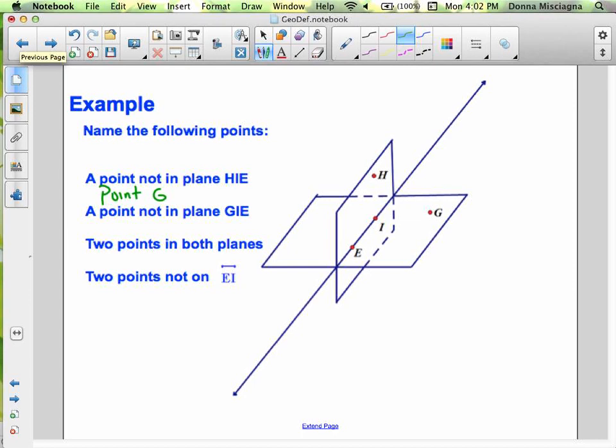A point not in plane GIE. And down here, this one is GIE. So we can see that includes that line there, line IE. It includes point G, but it does not include point H. Point H is not in that plane.